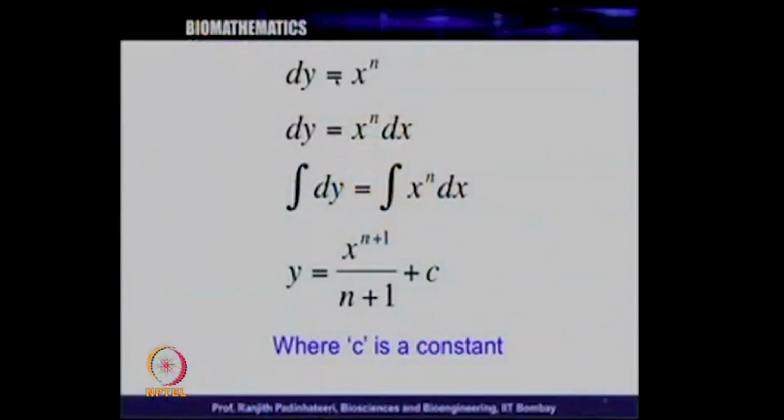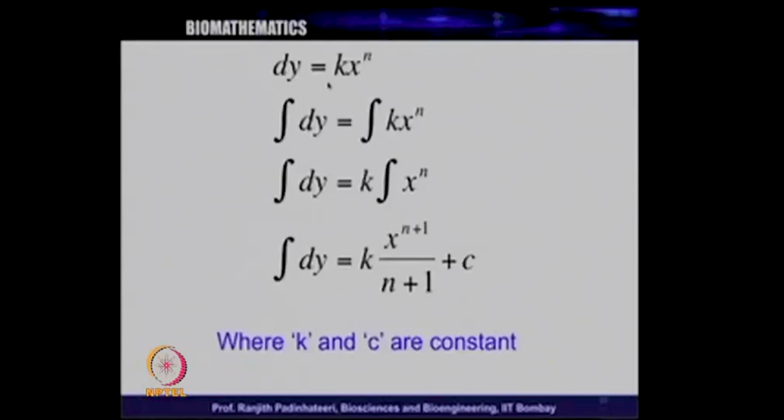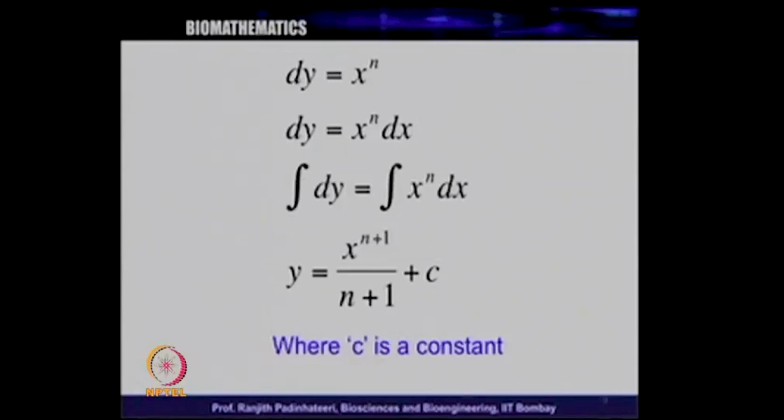So we have dy by dx is x power n. Sorry, this is what I wanted to write here: dy by dx is x power n. That's what I wanted to write there. Basically, let us go back and try and do this.